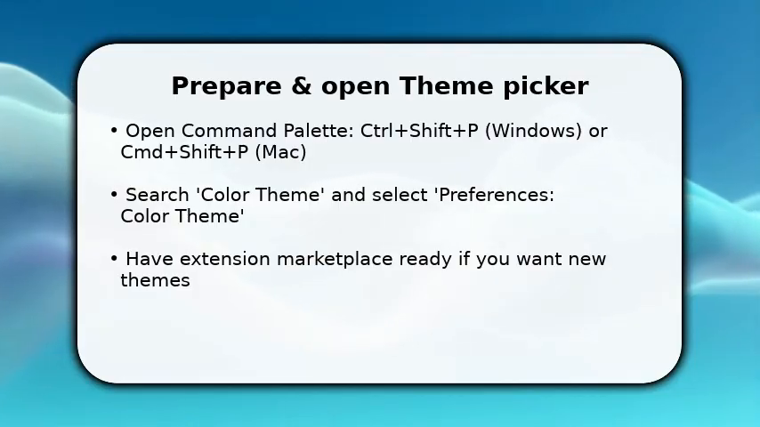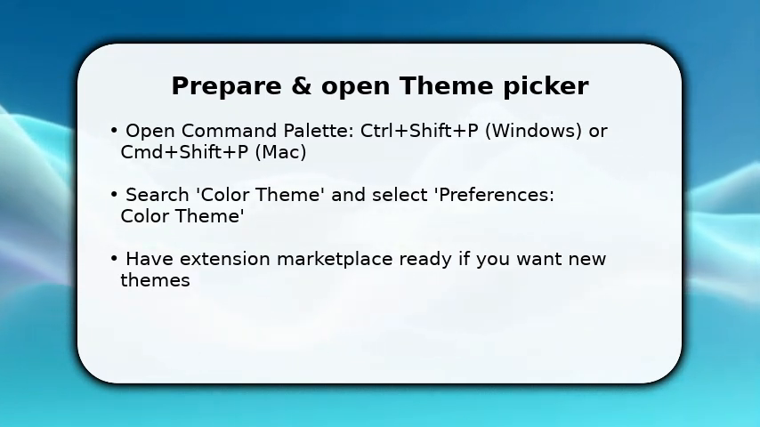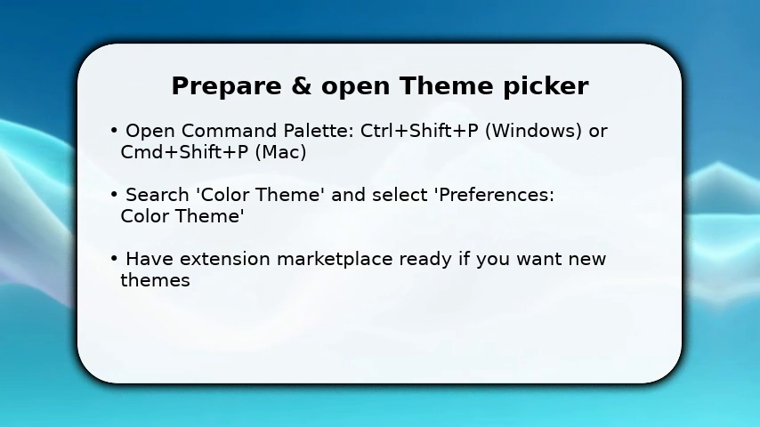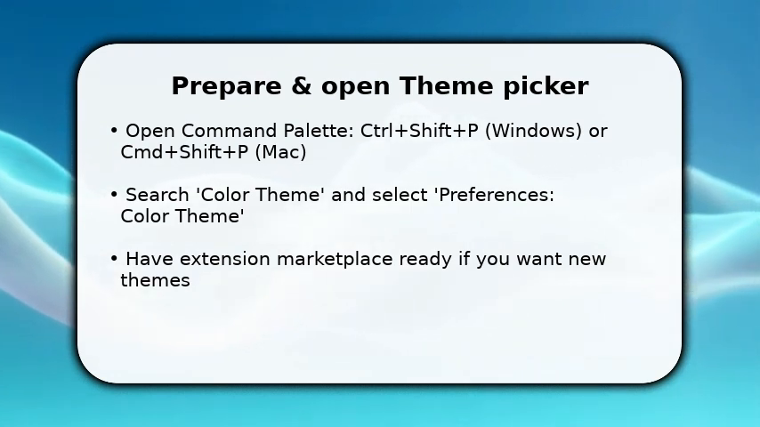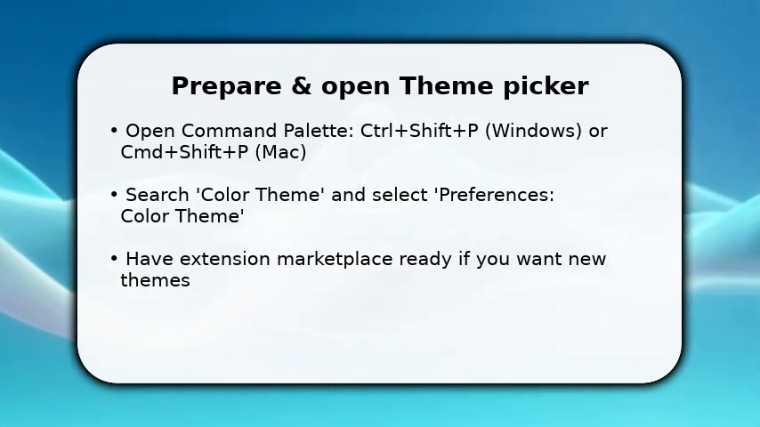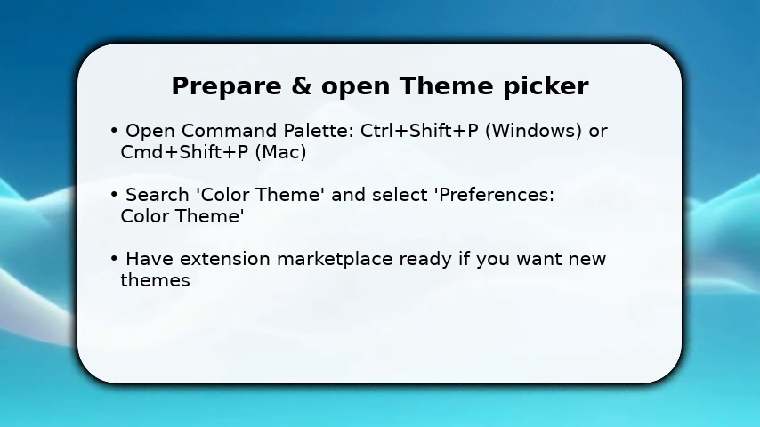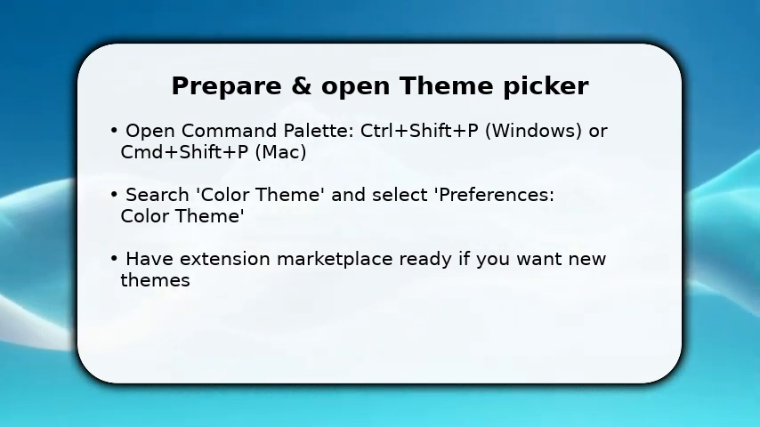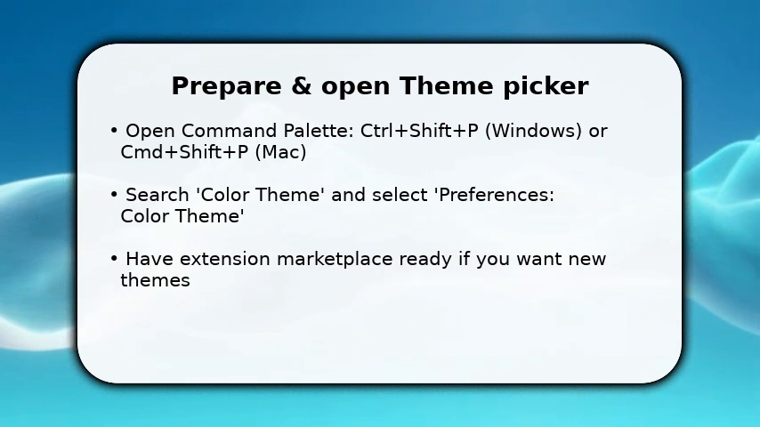You start by opening the command palette so you can change settings quickly. Type color theme and choose preferences. Color theme, this brings up the interactive picker. You do this now because it shows installed themes instantly, letting you preview them. Once done, use arrow keys or click to cycle through options and see live previews.